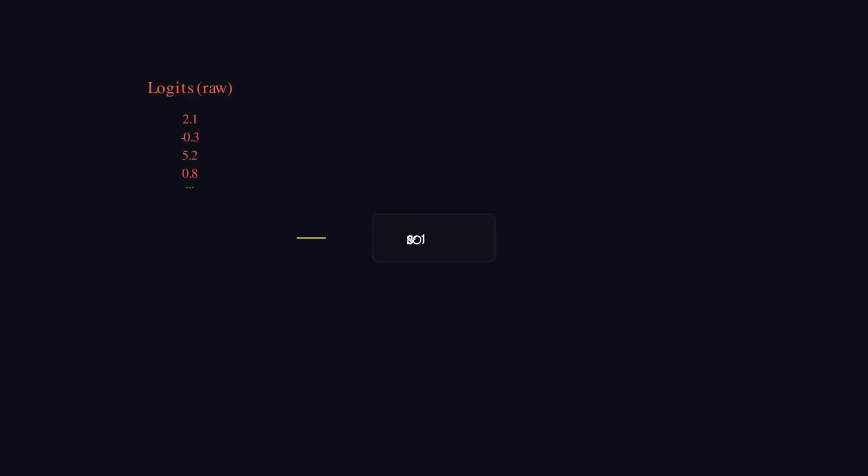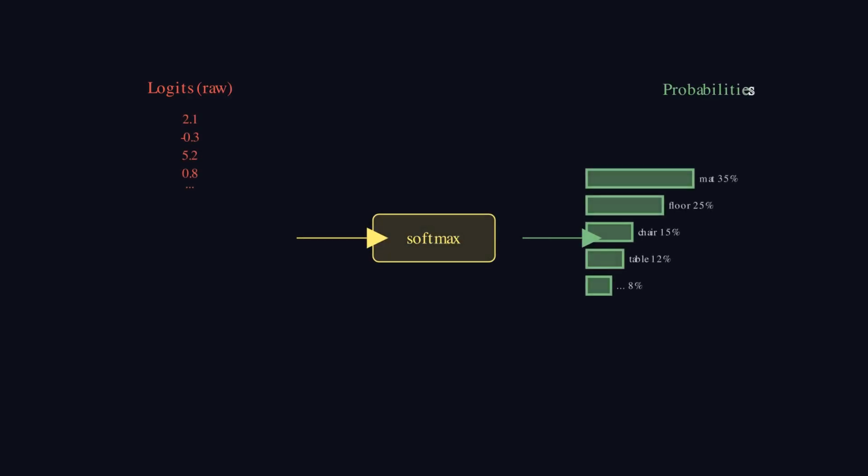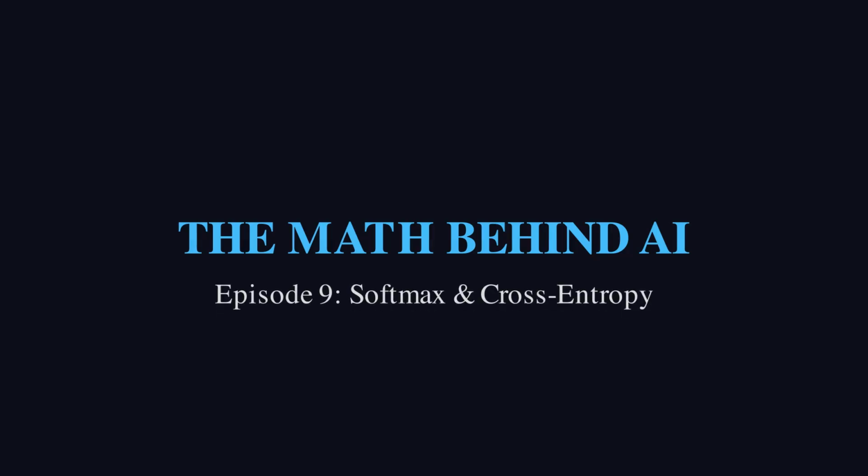When ChatGPT writes a sentence, it's doing one thing at each step, picking the most likely next word from a list of 100,000 possibilities. But how does a neural network, which only outputs raw numbers, produce a probability distribution? And how does it learn to make those probabilities better? Two functions, Softmax and Cross-Entropy. They're the bridge between neural network outputs and human-readable predictions. And they're elegant pieces of mathematics.